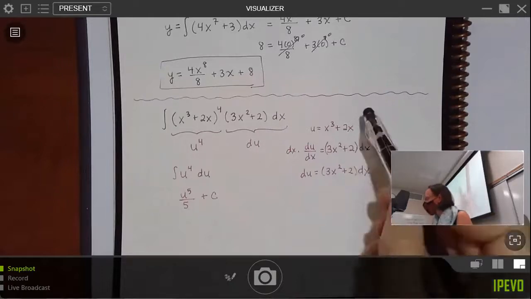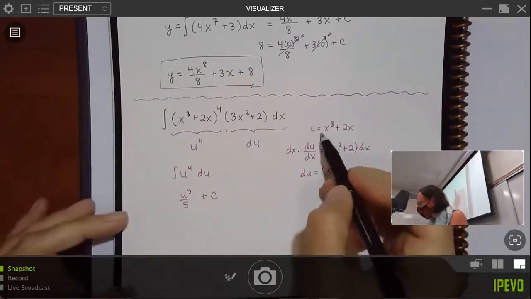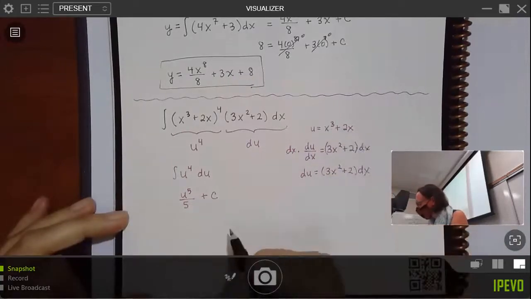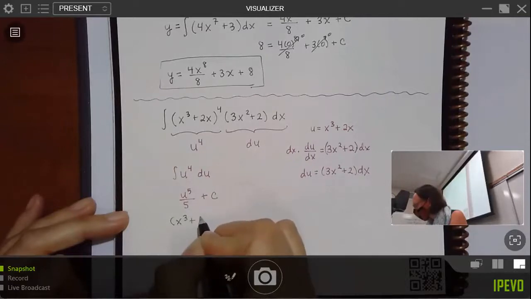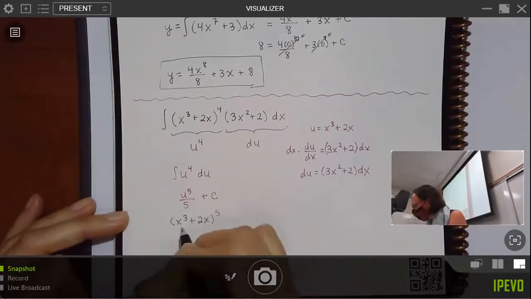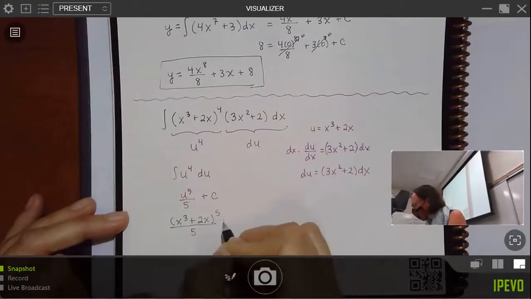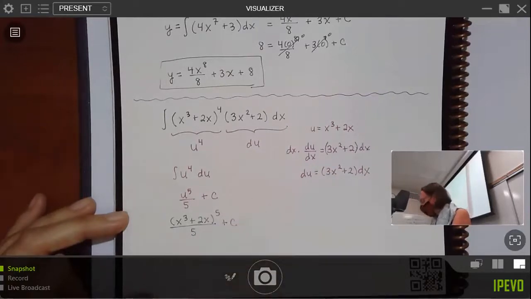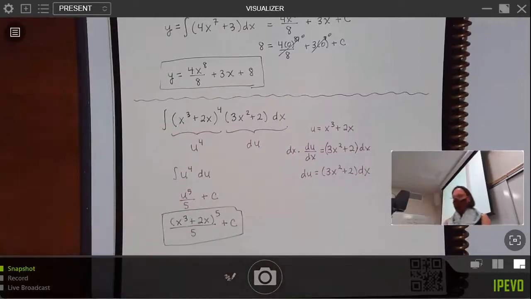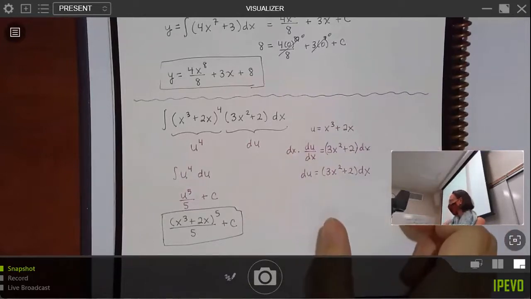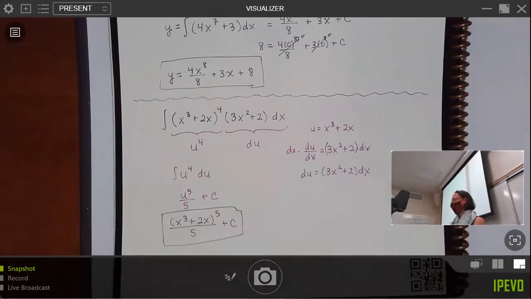So I'm going to look to my dictionary over here and say u is equal to x cubed plus 2x. So I'm going to translate this back to x cubed plus 2x to the fifth divided by 5 plus c. That's my final answer. And that's really the whole deal with U-substitution. We're going to build our vocabulary list, translate the problem, answer it, and then go back.